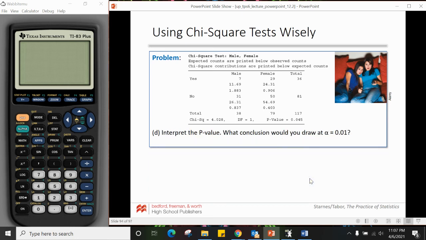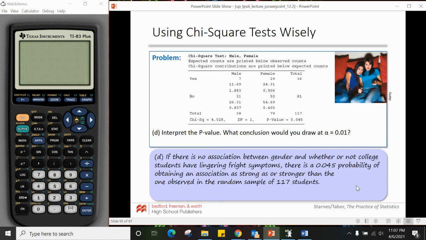So it says, interpret the p-value. What conclusion do you make? Well, the next thing is, hey, our p-value is right here. Boom, 0.045. So the conclusion you're going to make, well, p-value is greater than alpha, so we're going to fail to reject. But first, we need to interpret the p-value.